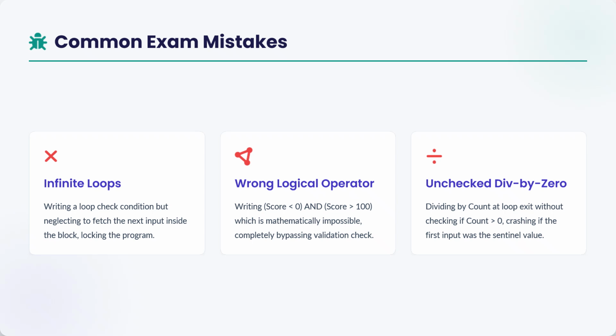And thirdly, dividing by count at loop exit without checking if count is greater than 0, crashing if the first input was the sentinel value. For example, if the first input you have entered is used in a division of the count, and the value that is entered is 0, anything divided by 0 can be infinite, right? So make sure that you first check the value before any such divisions or any such statements are added into your loop.